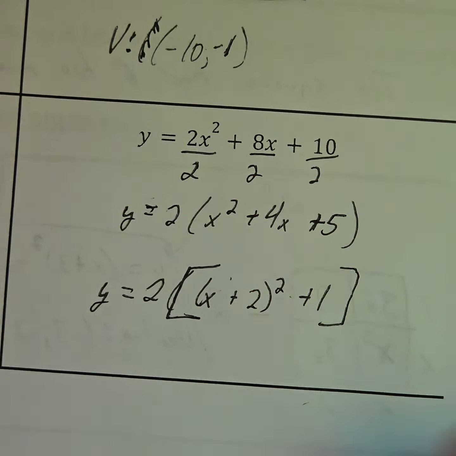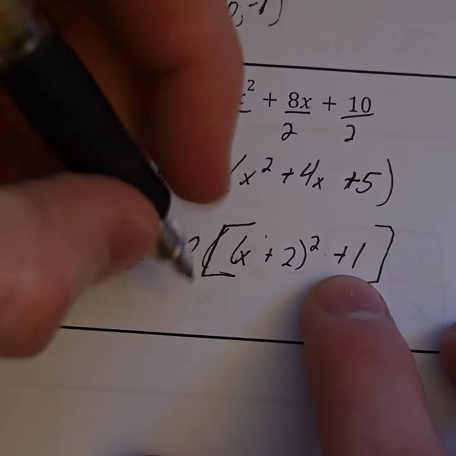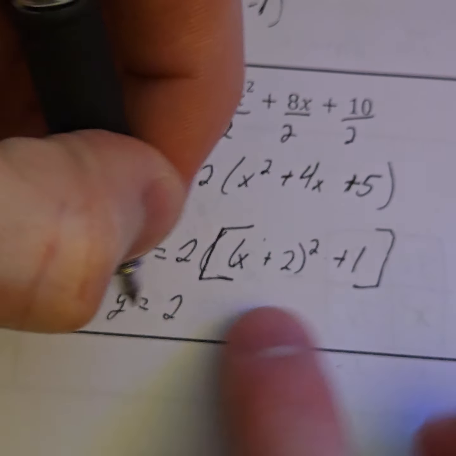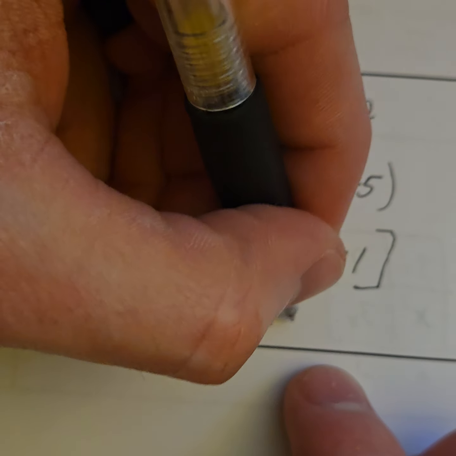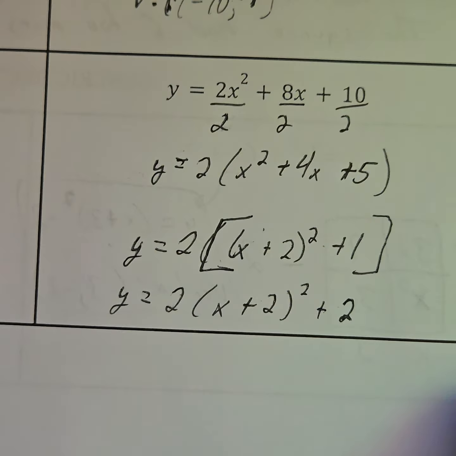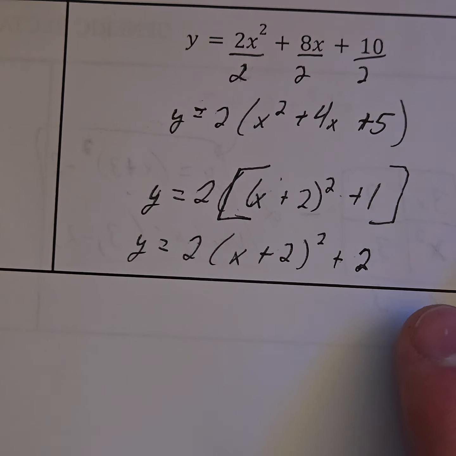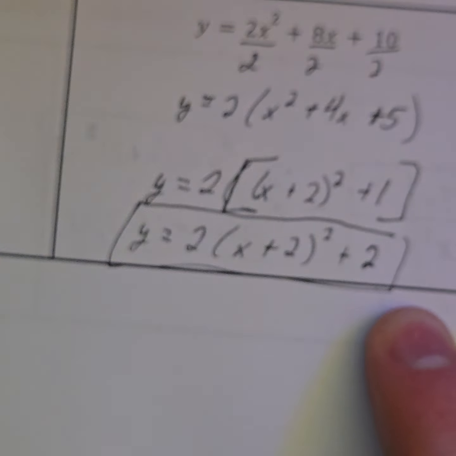Okay. And then normally you don't want to leave it like this. You'd want to write this out. So you'd write y equals 2, and then distribute your 2. So you'd have 2 times (x plus 2) squared, and then plus 2. Okay. All right. Okay, there is your answer.